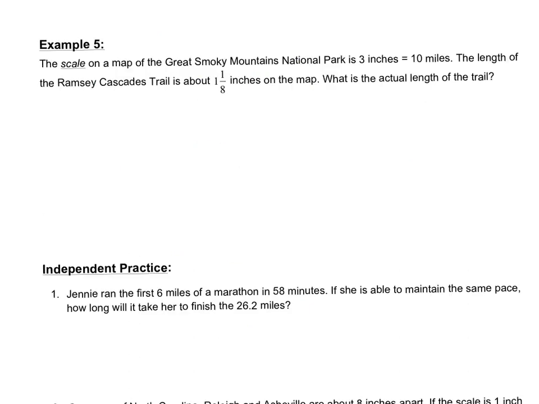The scale on a map of the Great Smoky Mountains National Park is 3 inches to 10 miles. My two units that I'm comparing are inches to miles. So 3 inches over 10 miles equals, the length of the Ramsey Cascades Trail is about 1 1/8 inches. Well, that'll go in the inches row. 1 1/8 inches on the map. What is the actual length of the trail? So this will be my x, and now I can cross multiply.